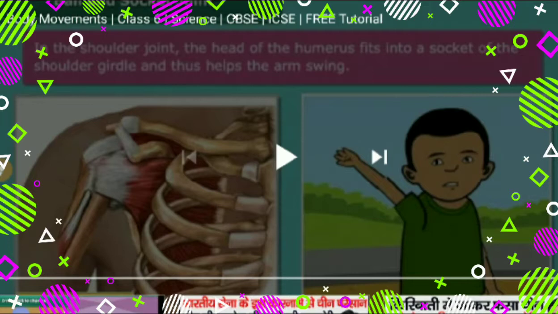Dear students, today we are going to start a new chapter of your science book, that is body movements. So students, this chapter is very interesting.